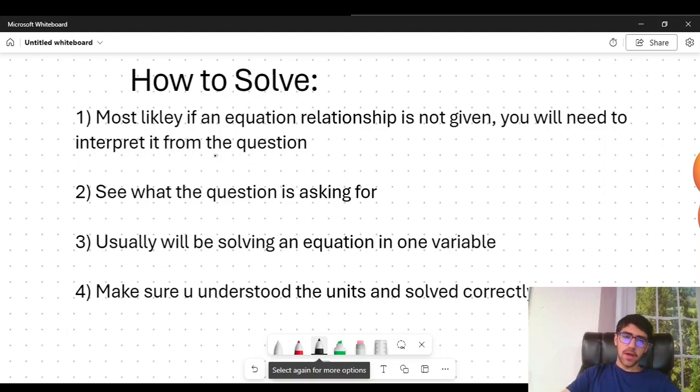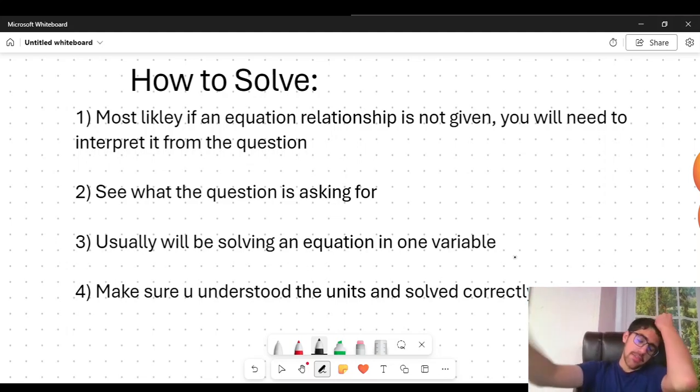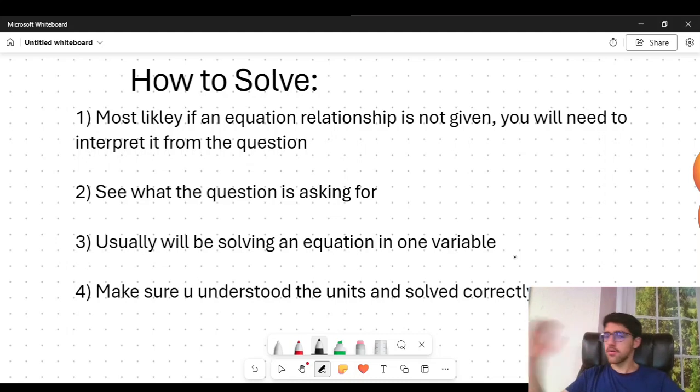Then I try to apply the skills to solve it. Usually, after you interpret it, it's going to be solving an equation in one variable, which is one of the easiest skills. In this focus skill, they don't want the solving to be difficult. It's almost always in one variable. They just want you to be able to interpret the ratios, the relationships, and the units. That's what they're really testing, not algebra. There are other questions for testing that. And again, just make sure you understand the units and solve correctly. You can actually check with Desmos if you would like, and I can show you how to do that.